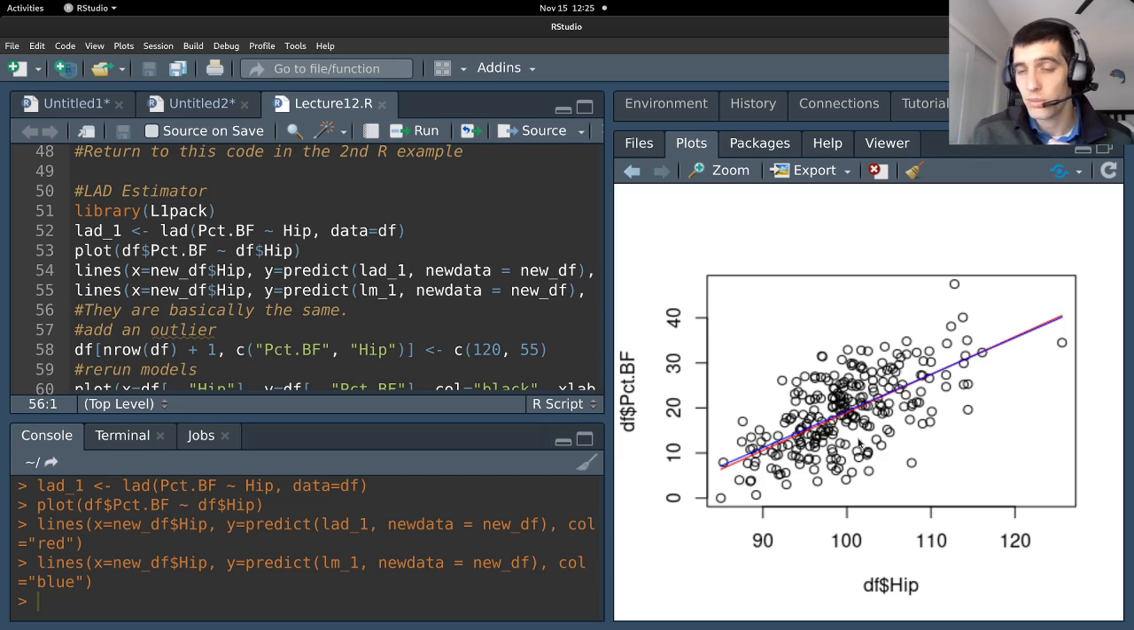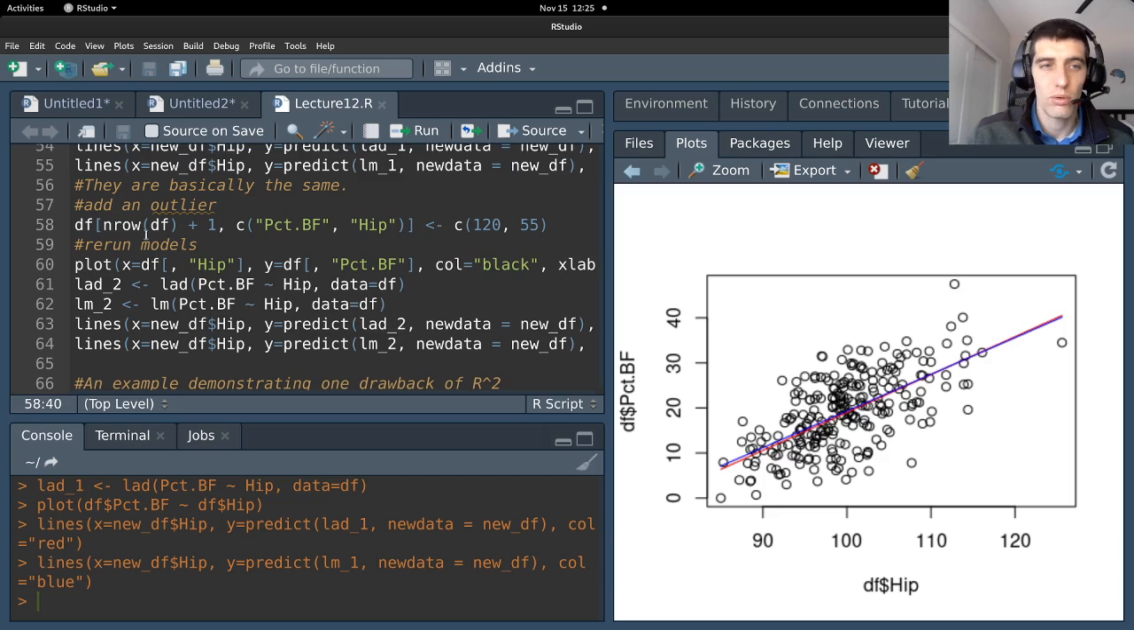But let's perform a little experiment. I mentioned that if you have extreme values, the LAD estimator will be more robust to extreme values than the least squares estimator. So let's add a new row to the body fat data frame. I'm going to say that the percent body fat and hip values are 120 and 55. Do you see what I've done here? This is a data entry error. Percent body fat is 120, hip is 55. 120 is a large hip, but I've plugged this value in for percent body fat. 120 for percent body fat doesn't make any sense, right?